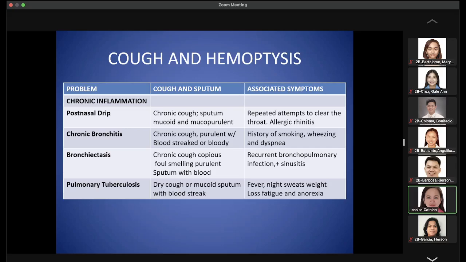So, next naman, you have pulmonary tuberculosis. Okay, so, it is actually a chronic infection, chronic lung infection. So, common associated symptoms aside from cough and hemoptysis are fever, night sweats, weight loss, fatigue, and anorexia. So, ito ang common na ina-associate with hemoptysis, no? Pulmonary tuberculosis. Bakit common? Kasi it's very common in the Philippines, no? So, lagi siyang ina-associate. But not all patients with hemoptysis may TB na agad. Okay.